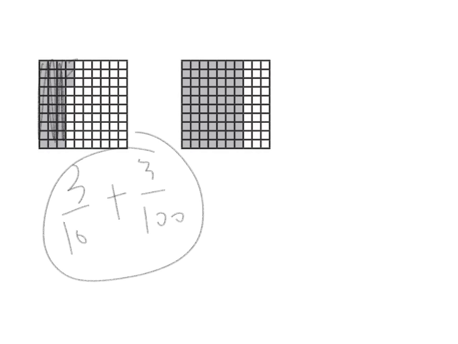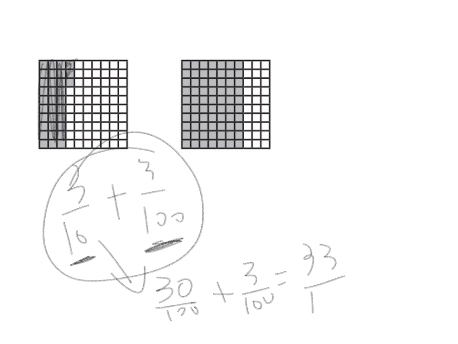To add these together, I don't have the same number on the bottom, so I would need to change 3/10ths into 30 100ths to actually get an answer. 30 100ths plus 3 100ths is, oh, that's what we got before. It's 33 100ths.